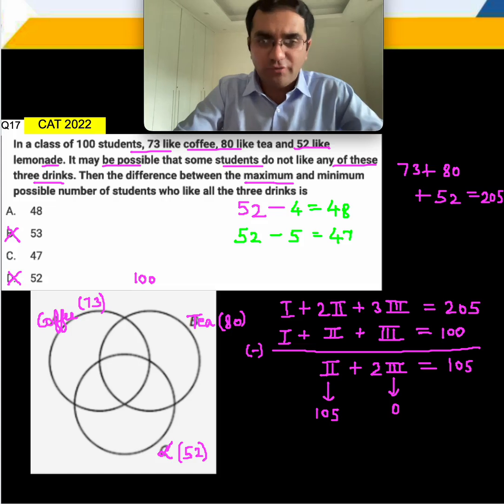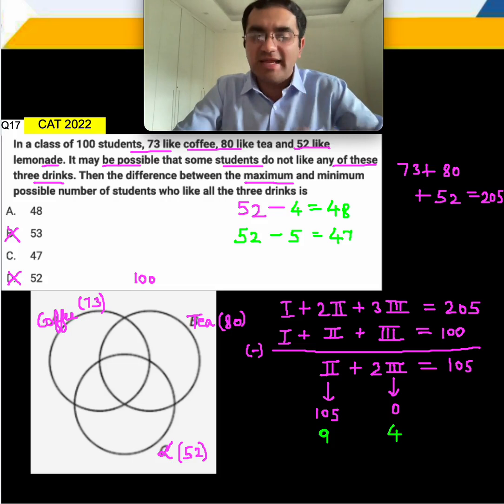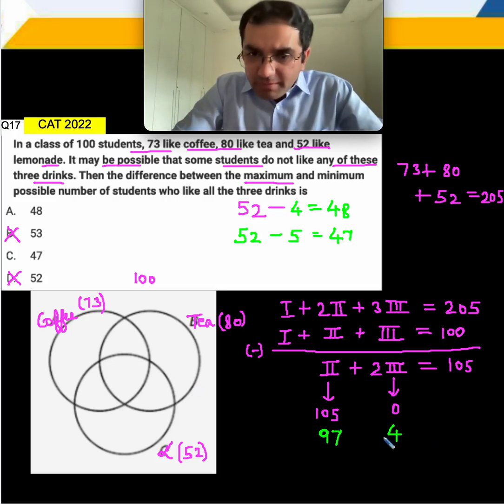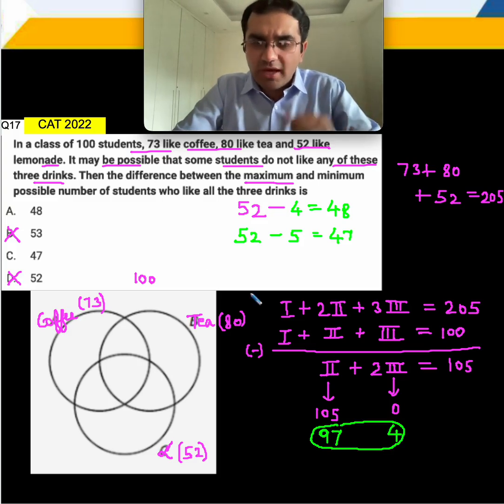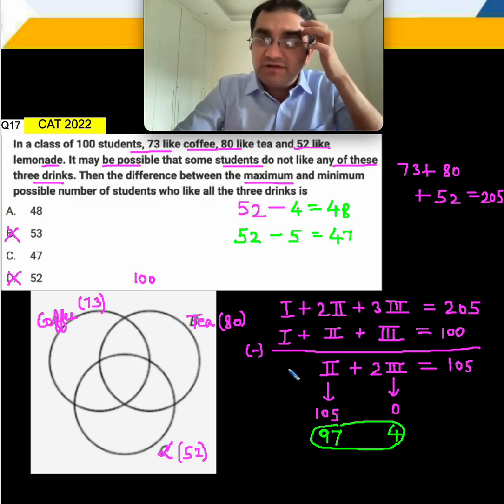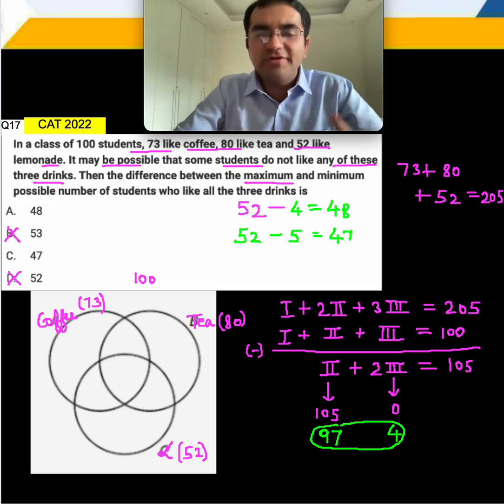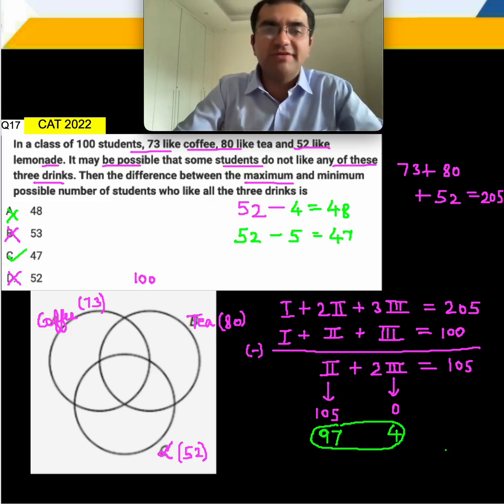So let's try 4. If I put 4 over here, 2 into 4 is 8. 105 minus 8 is 97. There are 4 people who like exactly 3 drinks. 97 people who like exactly 2 drinks. That is a total of 101 people. 101 लोग तो यहाँ हो गए. रोमन नंबर 1 एग्जैक्टली 1 ड्रिंक वाले तो अभी डाले भी नहीं. If you put 4 here, you have 97 here, that's 101 people. We don't have 101 people. So therefore, option A is also gone. And without completing the Venn diagram, I know that answer is option number C for question number 17.